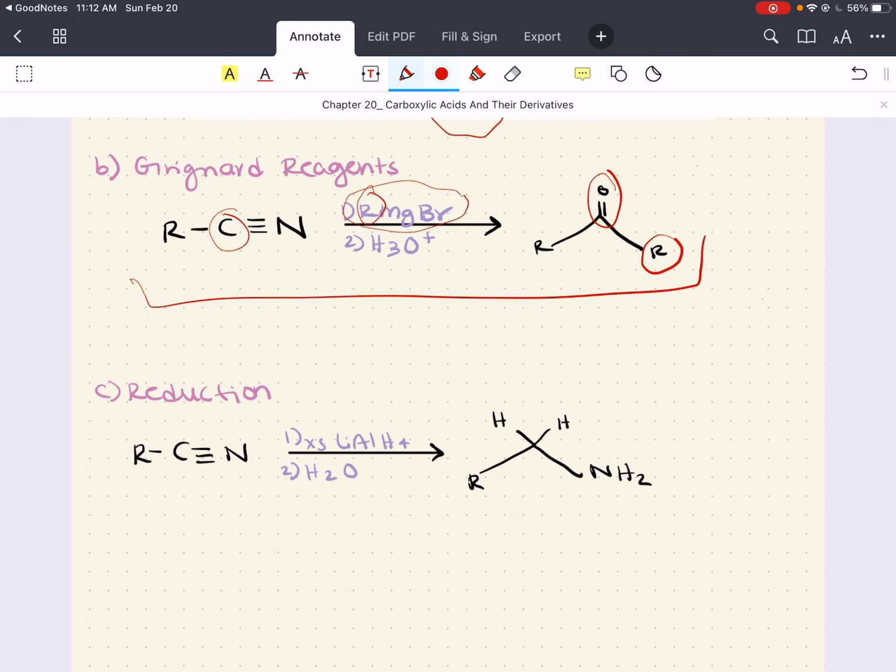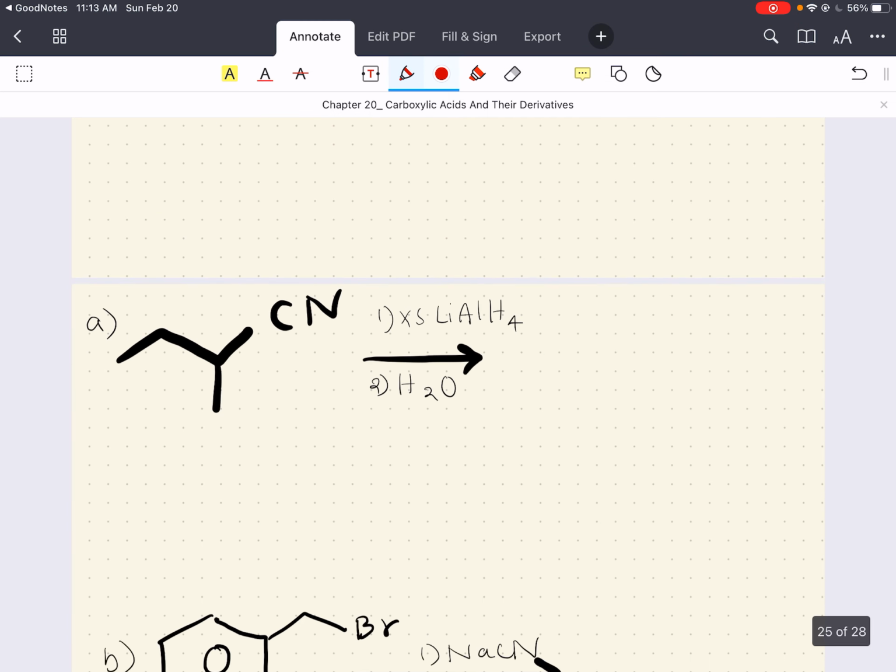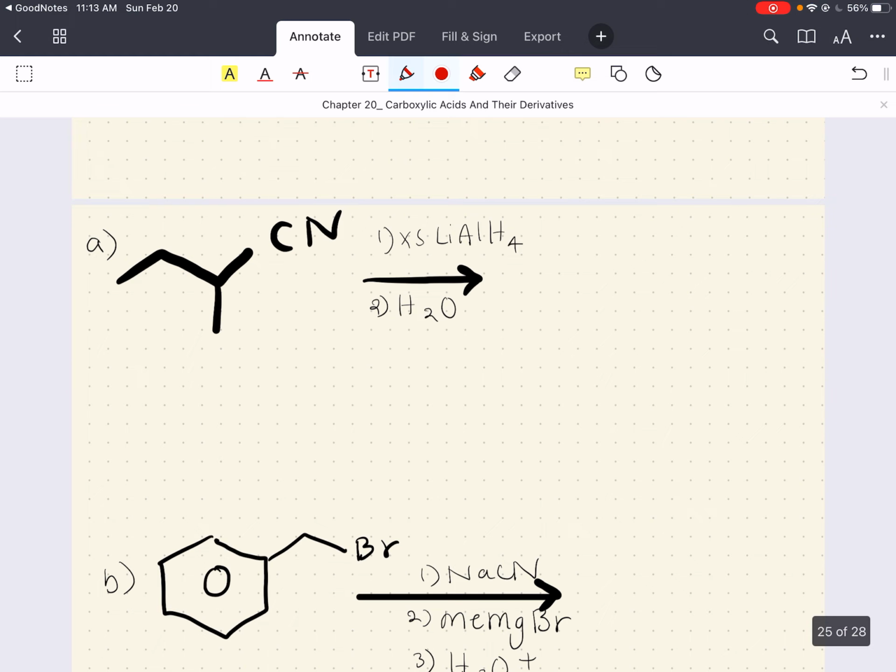Now, you can also reduce nitriles through the use of lithium aluminum hydride. What happens here is this triple bond to nitrogen is now just a single bond to an amine group, and your carbon is now reduced and has hydrogens. Fantastic. Let's do a couple practice problems here.